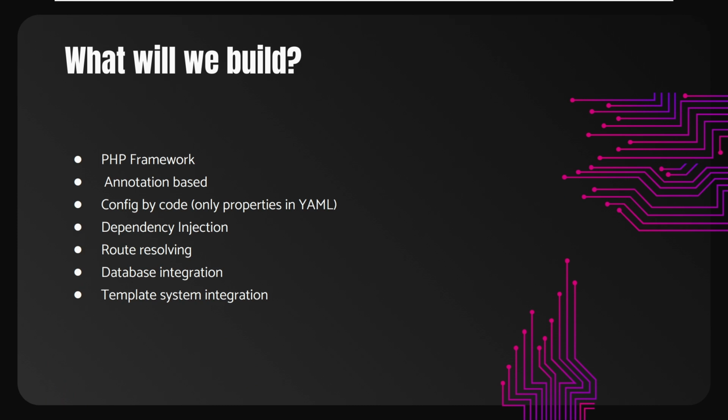So we'll build a small PHP framework. It will be annotation based as PHP now supports it. We will do config by code, and only the properties will be in YAML. So we'll also do some YAML parsing. We will have a service container with dependency injection. So the framework handles all our dependencies for us.